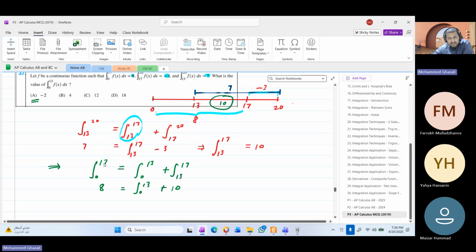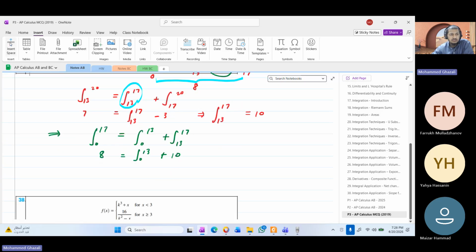And then integral from 0 to 17 is 0 to 13 plus 13 to 17. 13 to 17 is already 10. And 0 to 13 is what we need. So 8 minus 10 is -2. Yeah, we'll go with -2 as our answer. Okay.